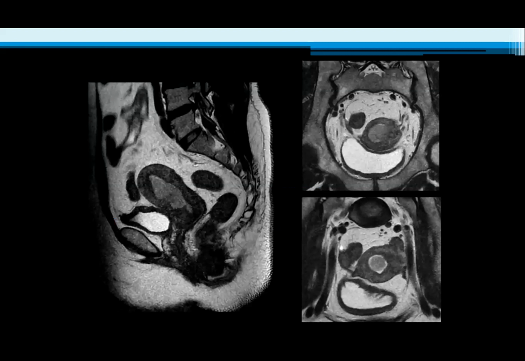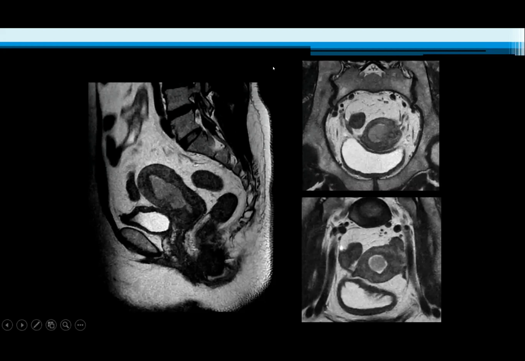So, let us discuss one case. A 61-year-old female presented to us with PV bleeding since 1 month, and ultrasound has been done outside. I don't have ultrasound images, and histology biopsy has also been done.